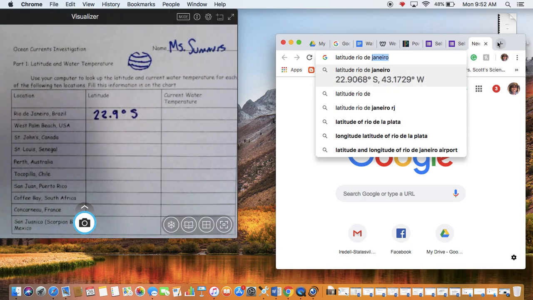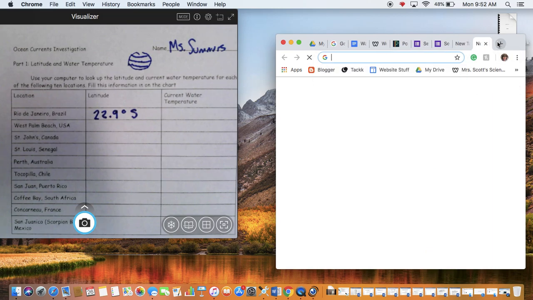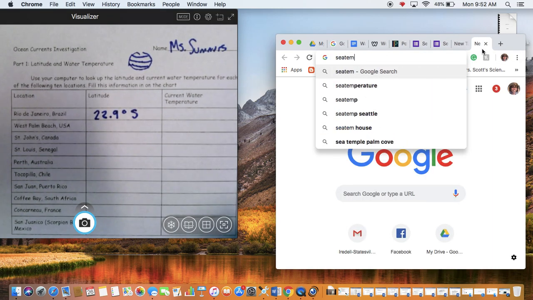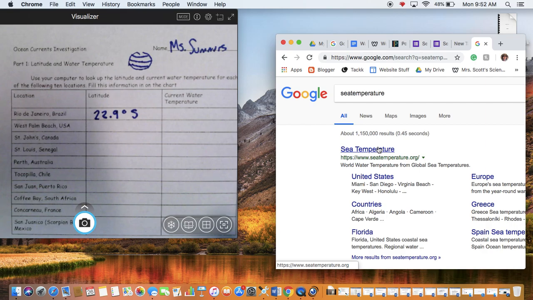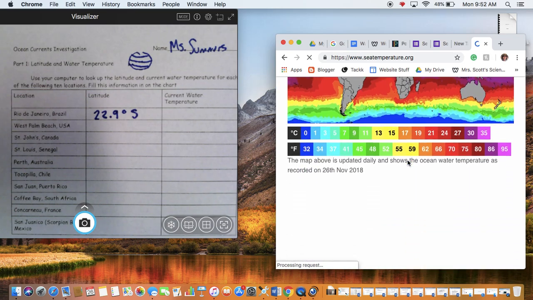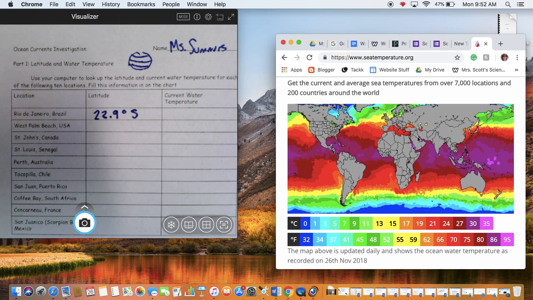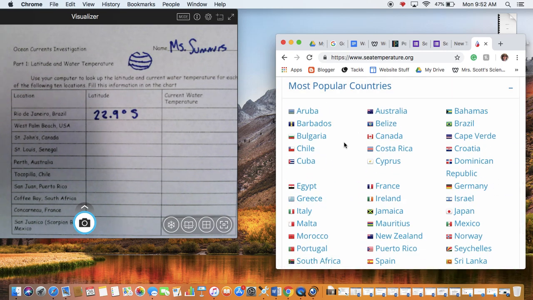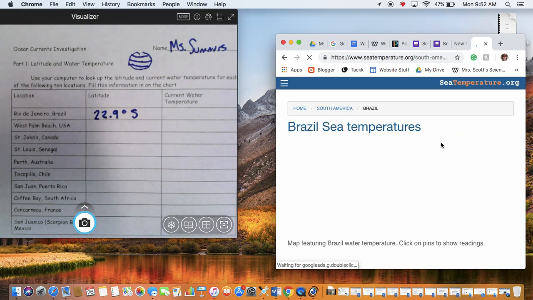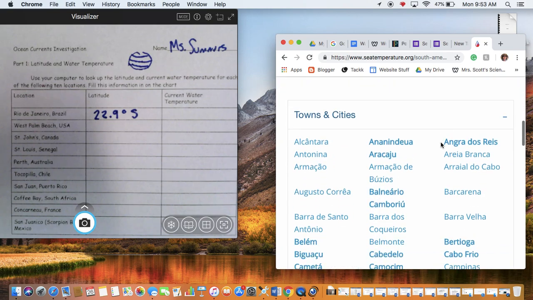All right. Now I need to know my water temperature. There is a website, sea temperature. If you go to seatemperature.org, so I just typed in sea temperature. It's right here. You'll have this funny map, and it gives you an idea of how warm the water is everywhere. And we are going to go down, and you're going to have to search for each place. So Rio de Janeiro is in Brazil, so I go to Brazil. It's going to load eventually.